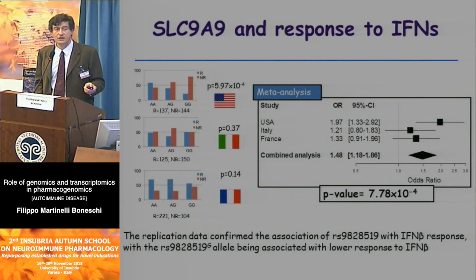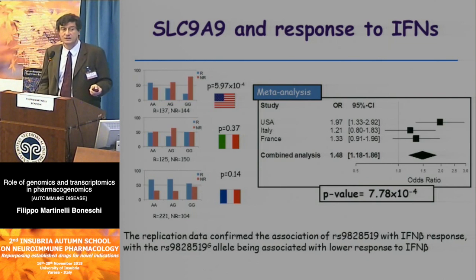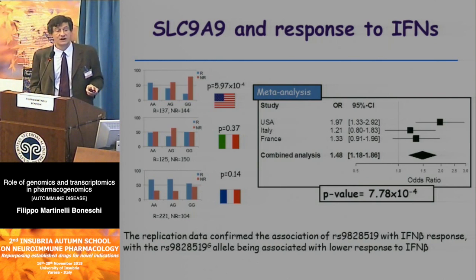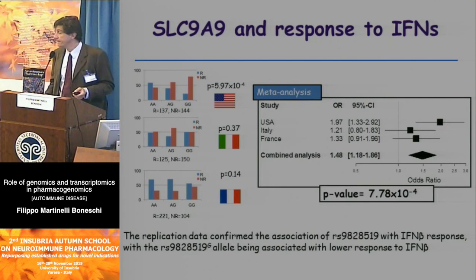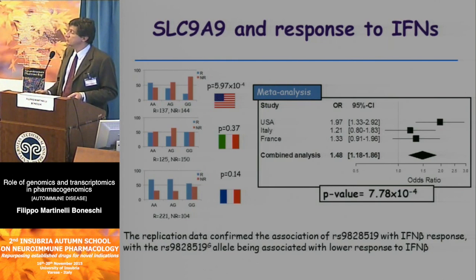In a US population, we found an odds ratio around 2. And then we found a direction of the same effect, even if it was not significant at the individual level. But if we combine the analysis, we found that there was evidence of replication of a signal. This is very important for genome-wide studies. You need to replicate your findings in an independent population.